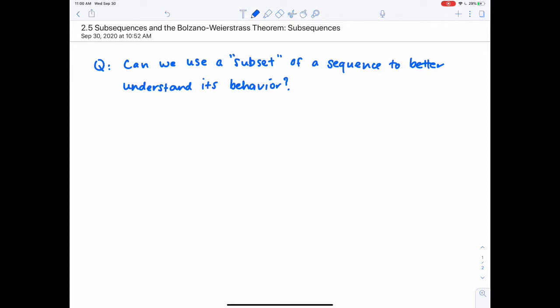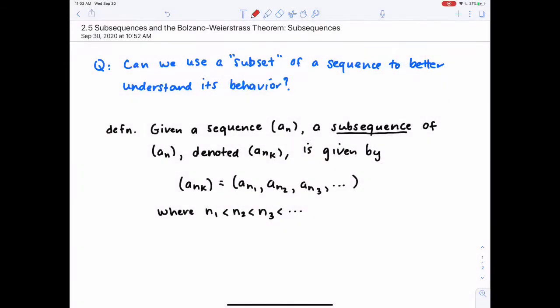So the first thing that we're going to need to do is give the definition of what we mean precisely when we talk about a subset of the terms. In particular, what is a subsequence of a given sequence? So here's the definition of a subsequence.